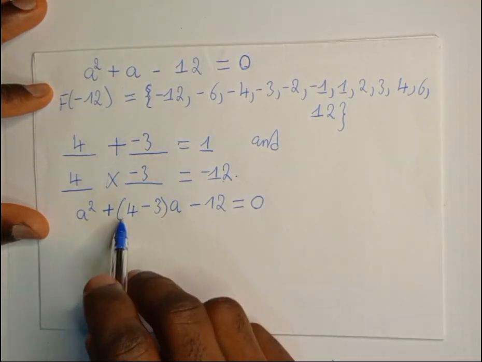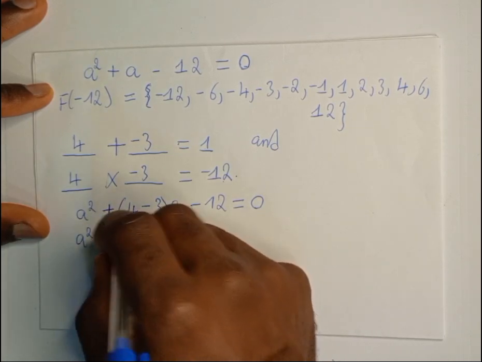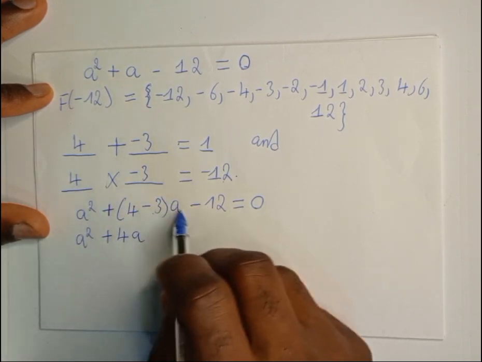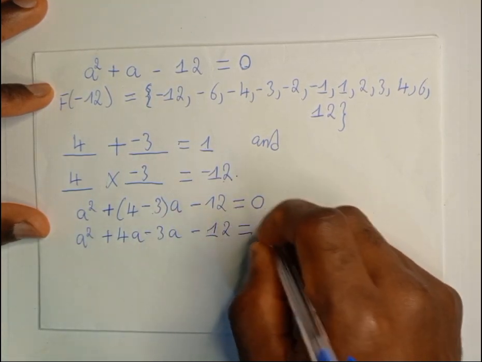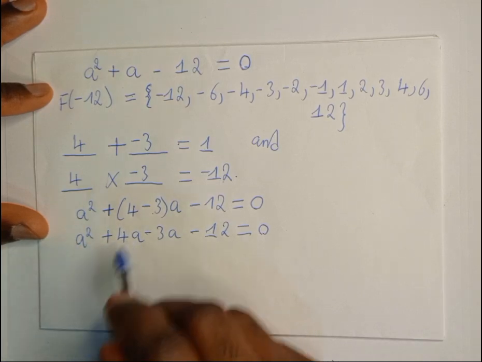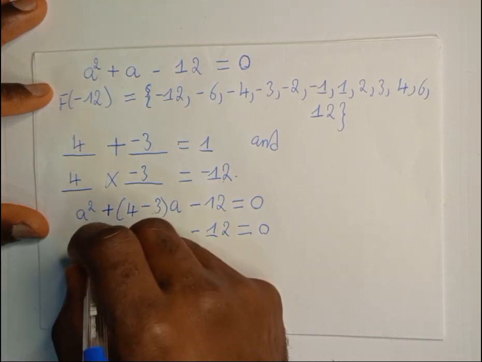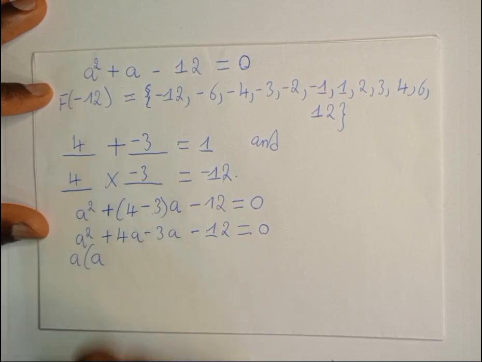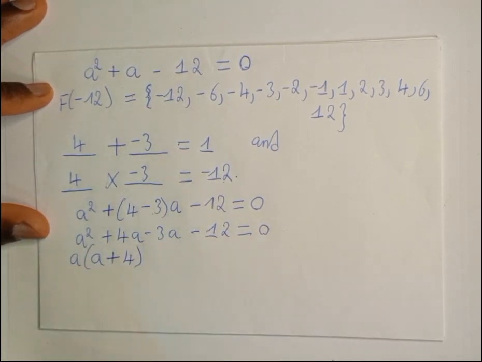The next step, we are going to expand this bracket. This will give us a squared plus 4a, negative 3 times a minus 3a minus 12 is equal to 0. Next step, we are going to group the terms in pair and we carry out factorization. This is the first pair, the second pair. For the first pair, a is common. We are going to factor out a. a times a gives us a squared plus a times 4 gives us 4a.